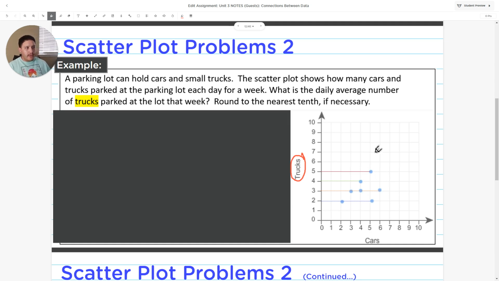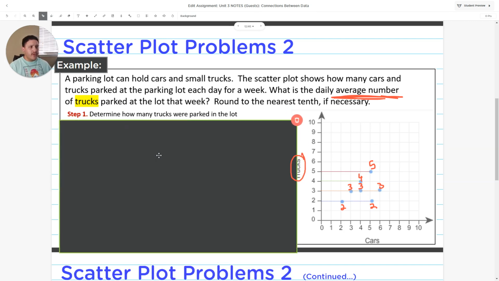So they go as follows. Starting from the top, this is 5 trucks, and then we have 4, and then we have 3, 3, 3, and then we have 2, 2 in terms of trucks. These are all the amounts of trucks each of these dots represents. So we want the average.